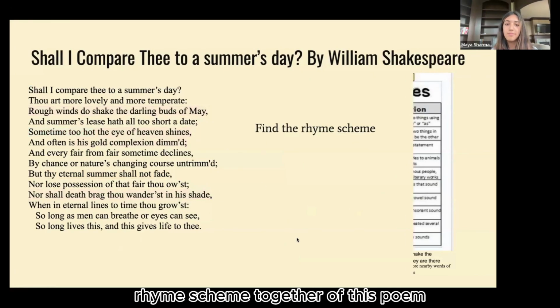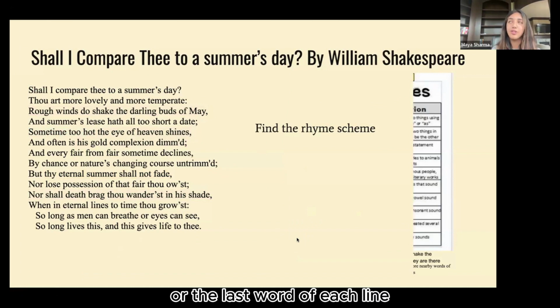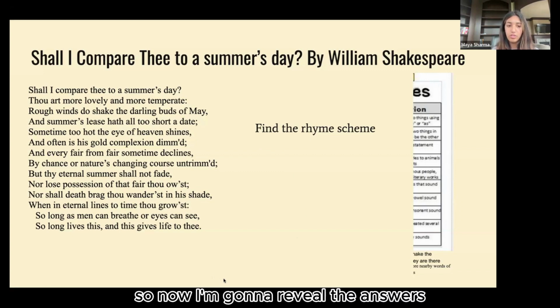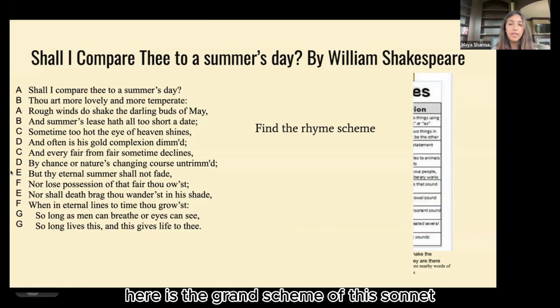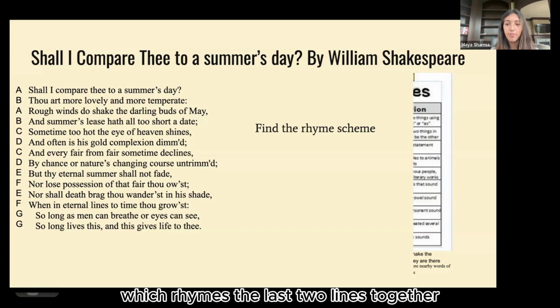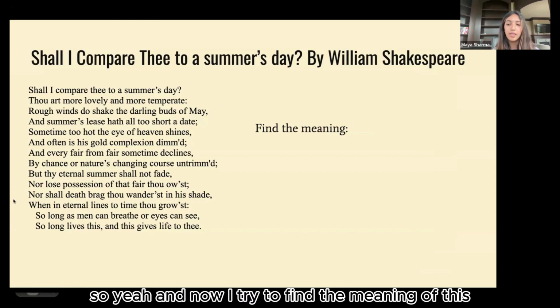So let's try to find the rhyme scheme of this poem together. I'm going to read the last word of each line, and we'll try to figure it out. So day, temperate, May, date, shines, dimmed, declines, trimmed, fade, owest, shade, growest, see, thee. So now I'm going to reveal the answers. Here is the rhyme scheme of this sonnet. Again, I mentioned this earlier at the beginning. It looks like every other line rhymes except for the last part, which rhymes the last two lines together.